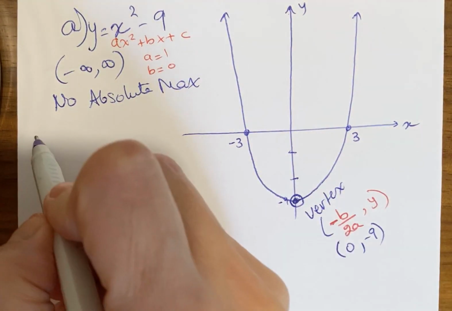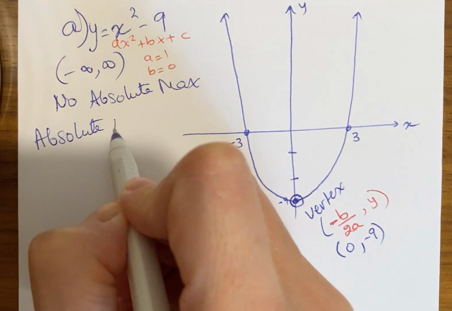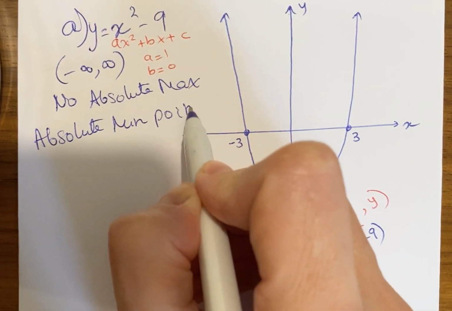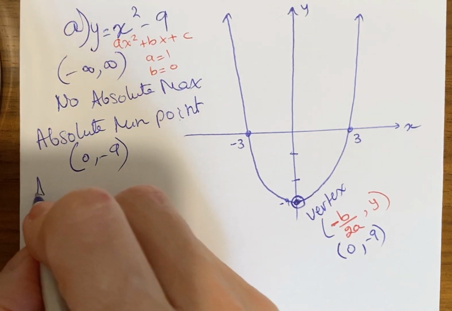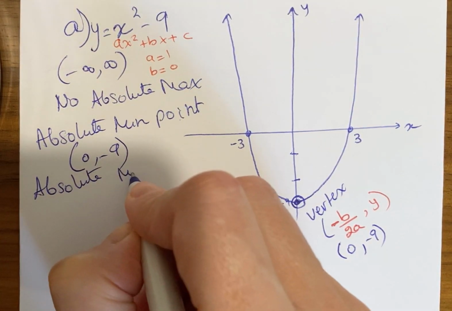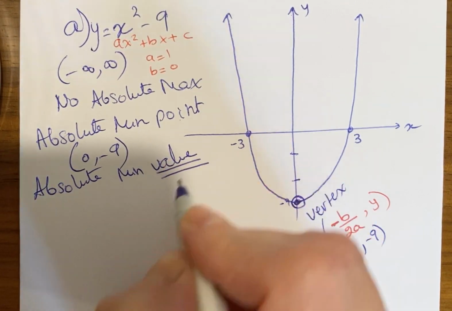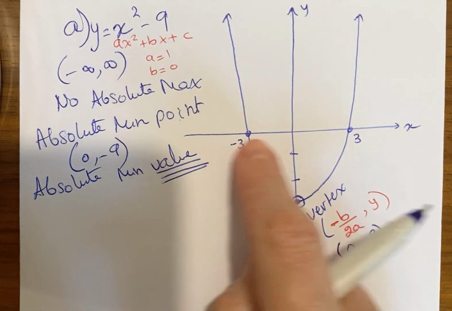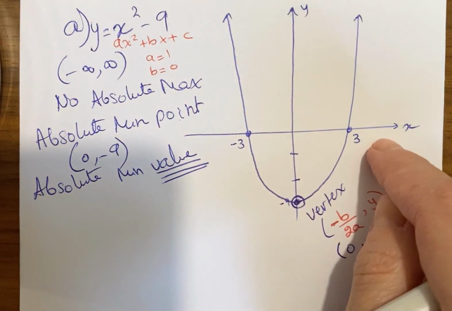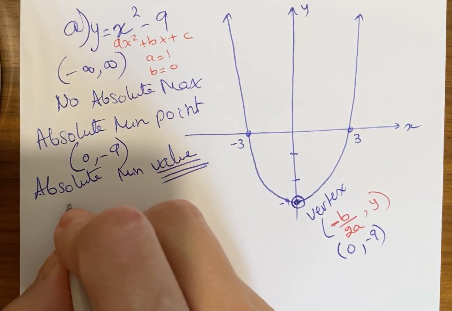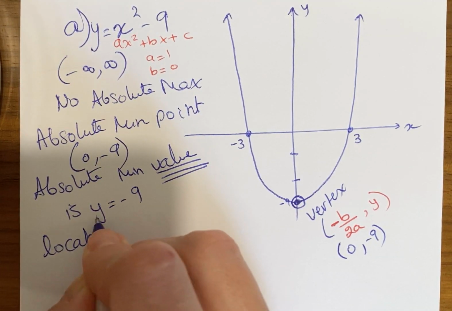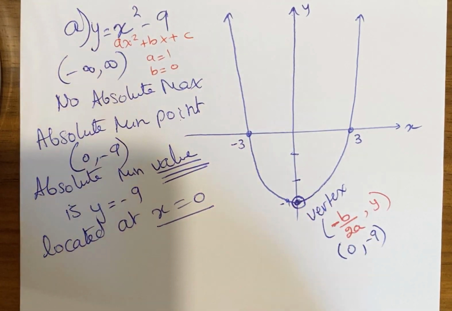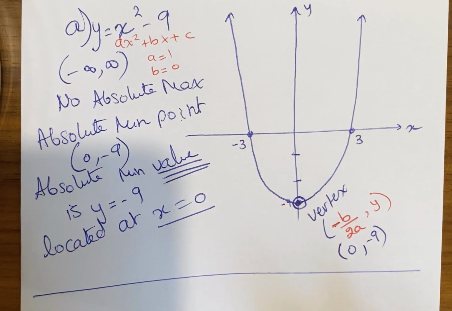So what do we have here as an absolute minimum of the function? Point. If I say point, I have to put the x and y value. If I say absolute minimum value, of course, the x can never be the absolute minimum value. The x is the location. The y is what we are comparing. It's y equals minus 9, located at x equals 0. So this is part A. It's simple. Let's look at another example.